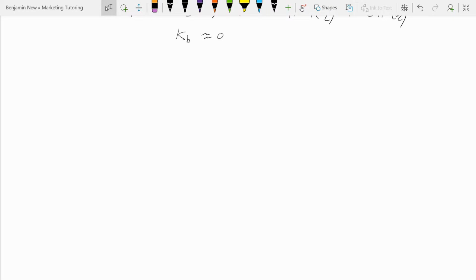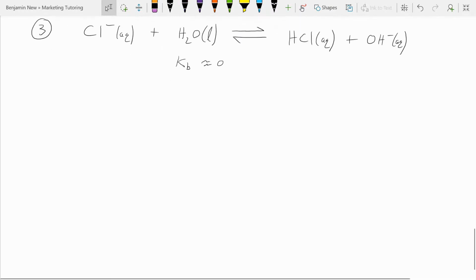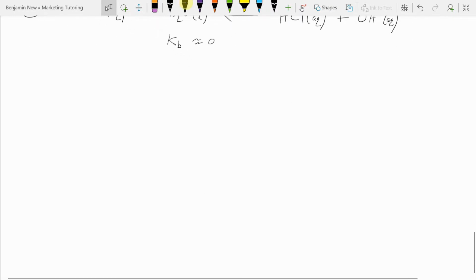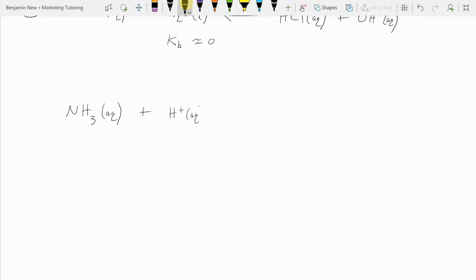Okay, so this is the neutralization reaction. We can go ahead and rewrite that one down here. Ammonia plus H plus aqueous. In principle, we can write it both directions. We get NH4 plus aqueous.